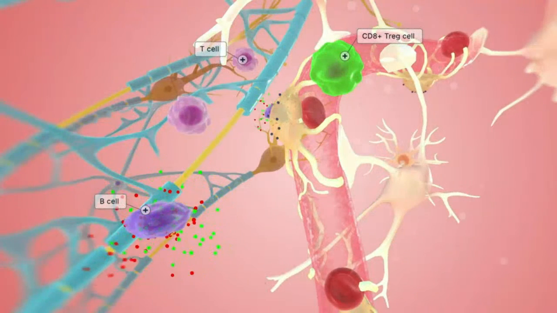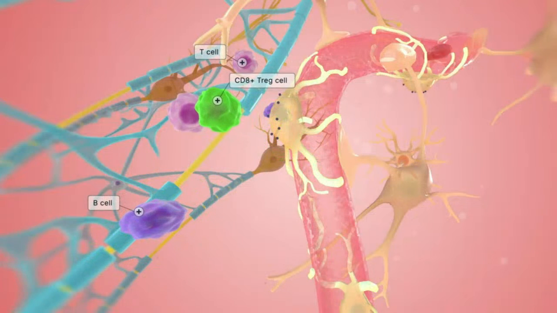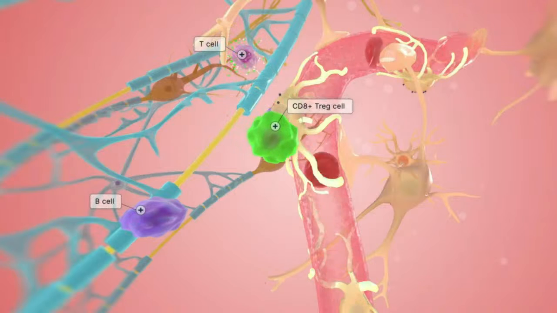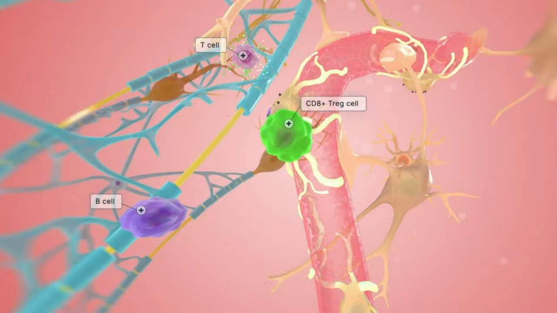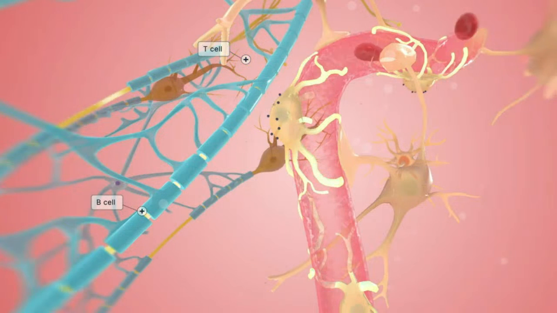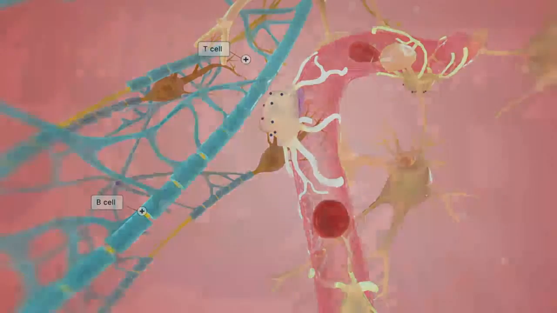CD8 positive T regulatory cells can oppose this inflammation, reducing the number of T cells and causing a shift toward the production of anti-inflammatory cytokines and growth factors. Remyelination can occur, restoring normal nerve conduction speeds, as you see in one of the two demyelinated axons depicted here.